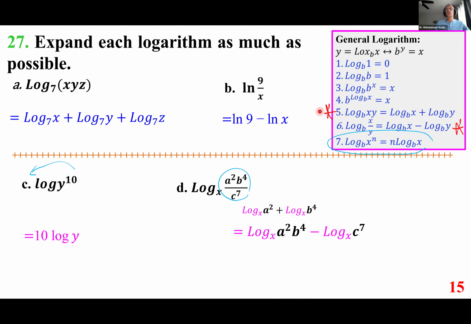And now in each case, we are going to use the last rule, the power rule. We put the 2 in front, 4 in front, 7 in front, becomes 2 log base x of a plus 4 log base x of b minus 7 log base x of c.